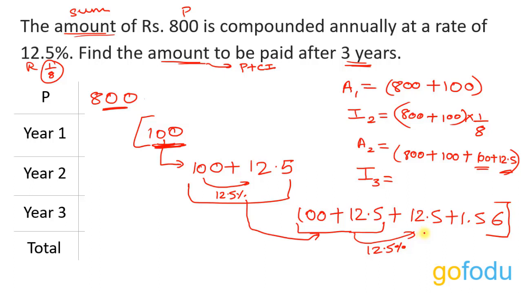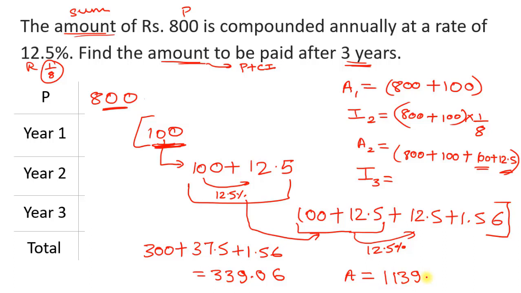Okay. So total interest generated in 3 years would be this sum: 100 plus 100 plus 100 is 300, plus 12.5 3 times is 37.5, plus 1.56. This is 339.06. And the amount that is paid back would be principal plus compound interest. 800 plus 339.06 is 1139.06. So this was the manual way of calculating compound interest.